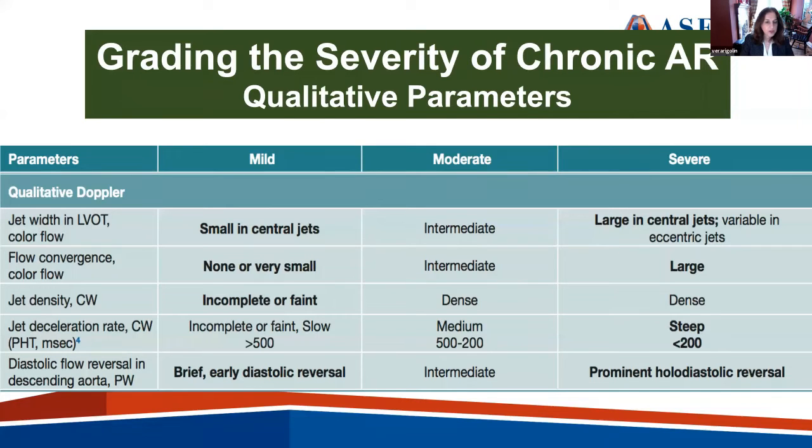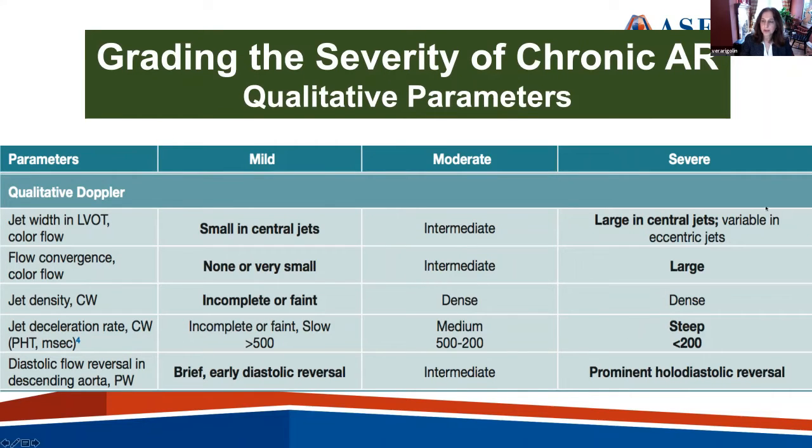So how do we use this to grade? These are all of our qualitative parameters shown here that we had just looked at. If the AR is mild, our jet width in the LVOT is usually small. Flow convergence is none or very small. Jet density is incomplete or faint. Our pressure half-time is over 500 milliseconds. And diastolic reversal in the aorta is either brief or early diastolic.